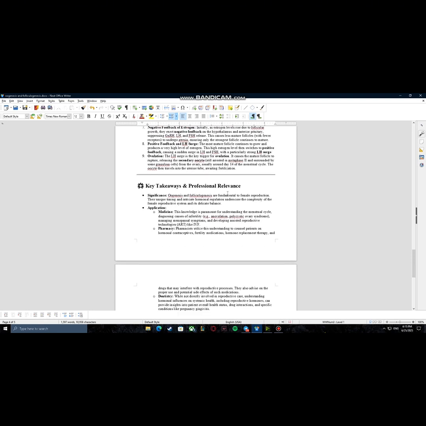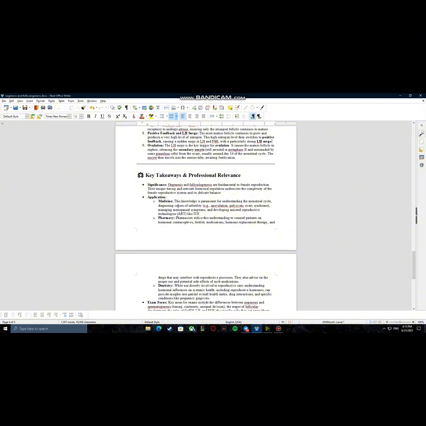Key takeaways and professional relevance. Oogenesis and folliculogenesis are fundamental to female reproduction. Their unique timing and intricate hormonal regulation underscore the complexity of the female reproductive system and its delicate balance.